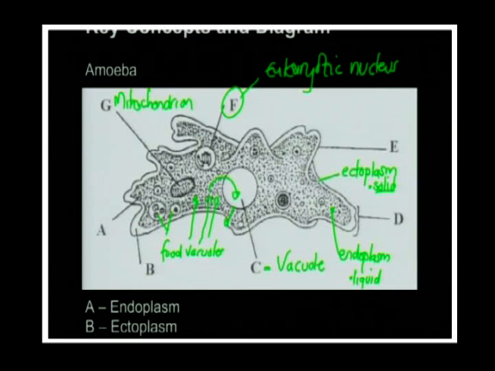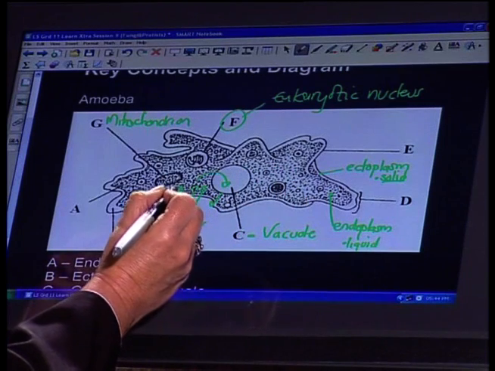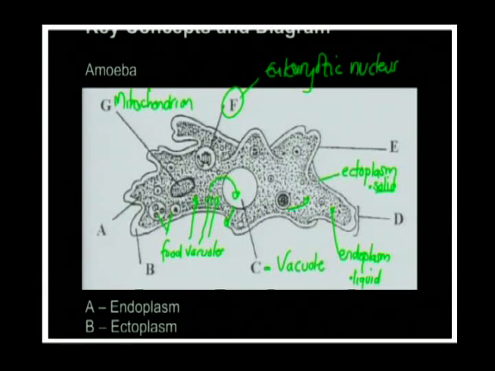Now, what is interesting? The outer layer, or ectoplasm, holds the shape of the animal. The inner layer, or endoplasm, actually circulates around. And as it circulates around, so it distributes nutrients throughout the whole cell. But that very self-same principle can be used to help this amoeba move.